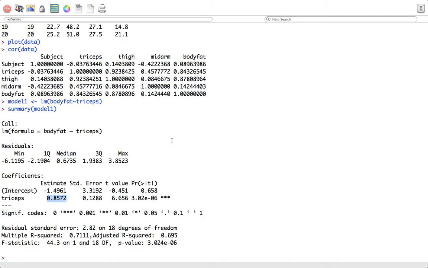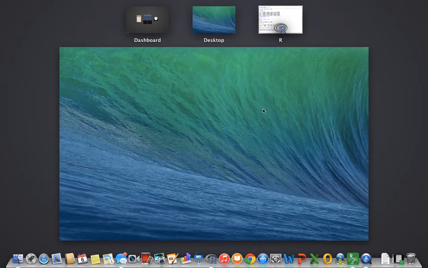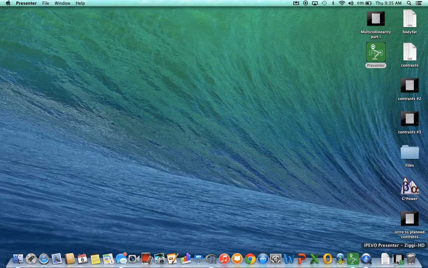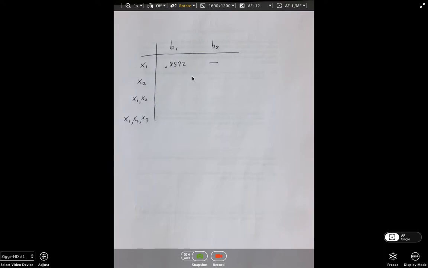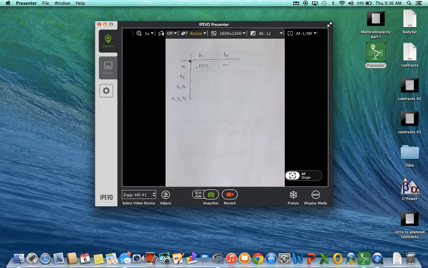Now I'm going to draw a line through the B2. Let me go back, I want everybody to be on board here because this is something we're going to look at. So 0.8572 is the coefficient estimate, if you will, when x1 is in the model, and of course beta 2 has no effect because it's not in the model.